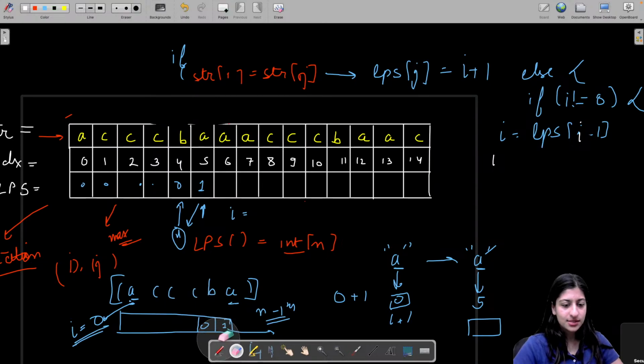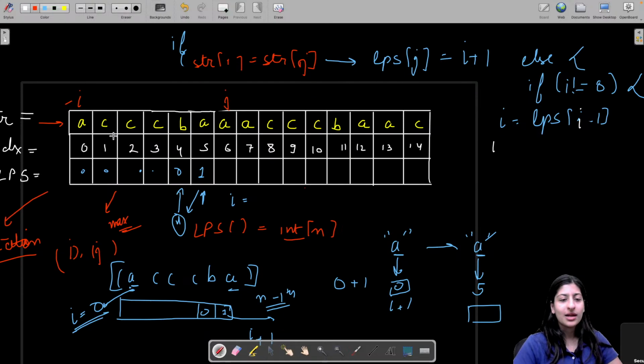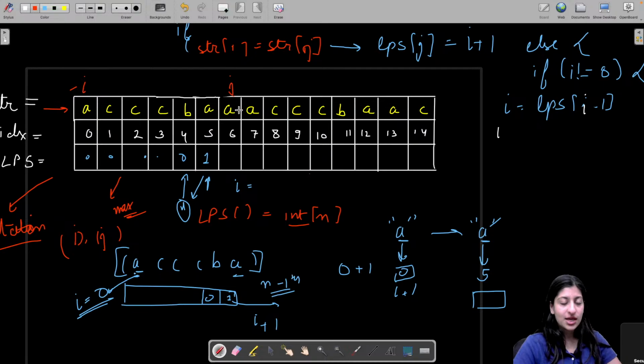Now j is at 6. Let's do it again. So i is 0, this is i, and j is at the 6th index. j is this. Now you tell me, is this a match? Yes, it's a match. If it's a match, so in LPS of 6, you will add what? i plus 1. The reason is that it's a match with i, so the length of longest prefix suffix would be this index plus 1, because that gives you length. So this will be stored with 1.